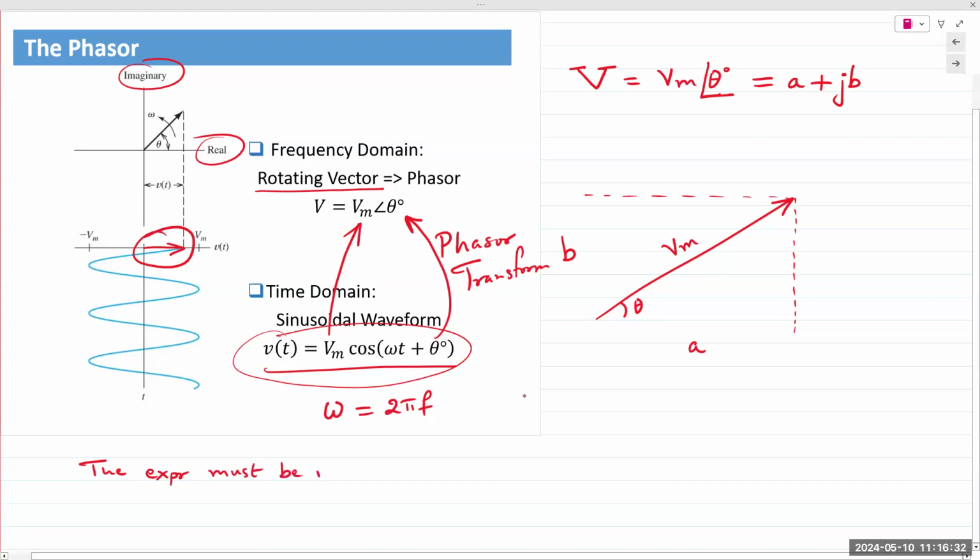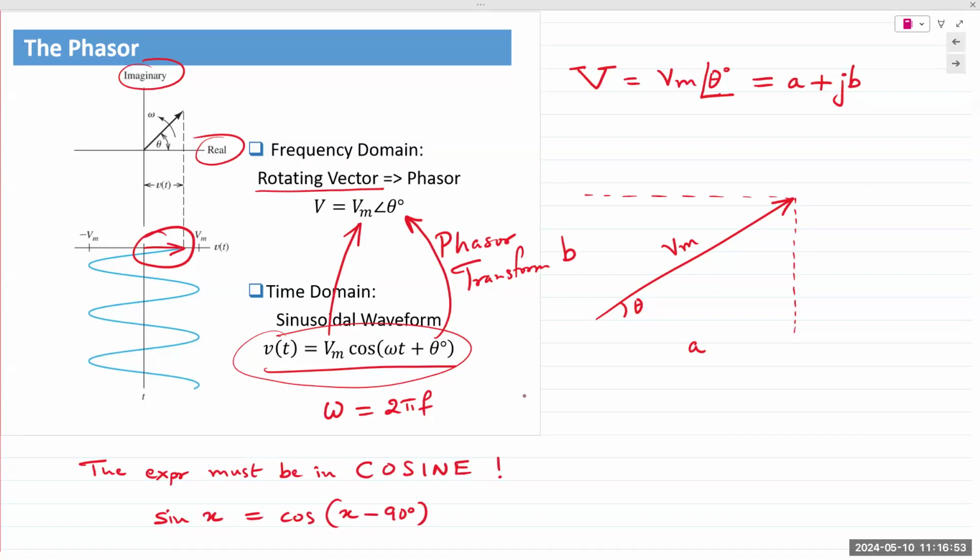The expression must be in cosine. If it's not, you use this trigonometric identity and you convert it into cosine. Sin x is cos of x minus 90. It's a right angle triangle. You have a 90-degree angle at the far end. The other two angles combine to give you 90 degrees. So sine of x becomes cos of x minus 90.